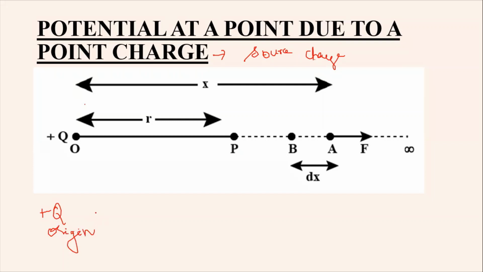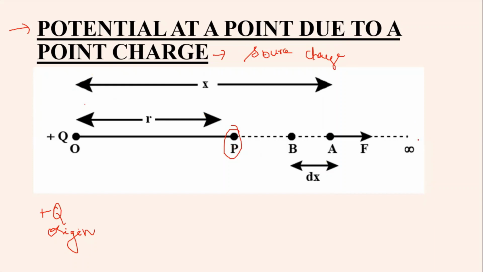We all know the definition of electric potential. What is electric potential at a point? Electric potential at the point is the amount of work done in moving a unit positive charge from infinity to that point. Here the point is taken as P. So electric potential at this point P will be the amount of work done in moving a unit positive charge from infinity to this point P.